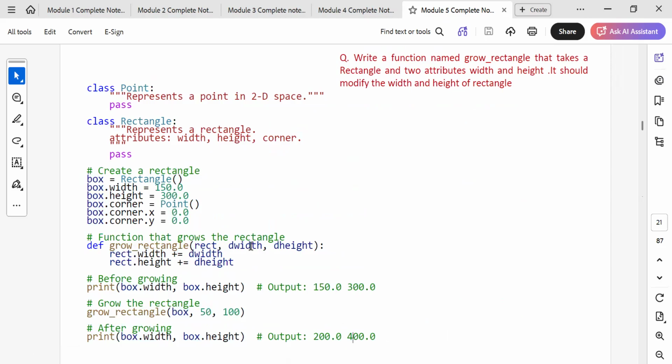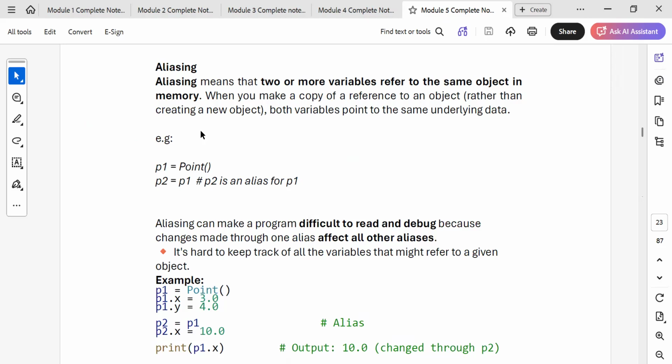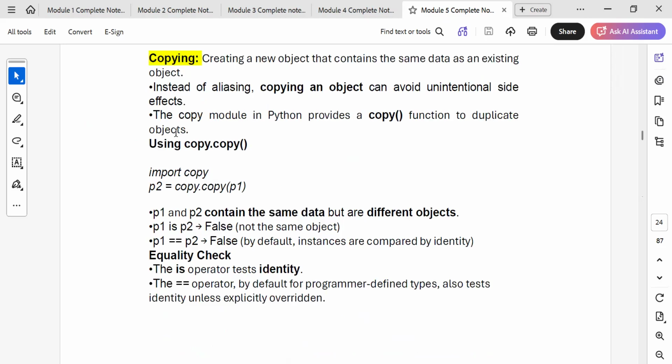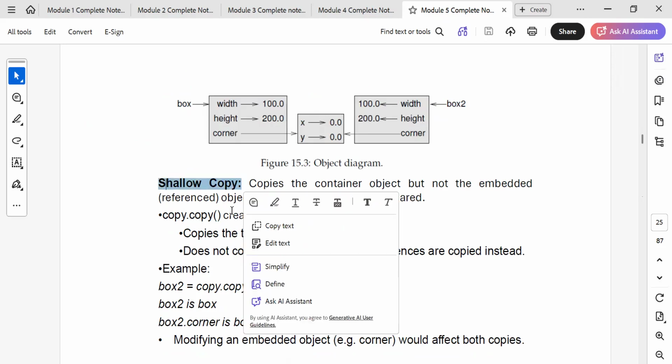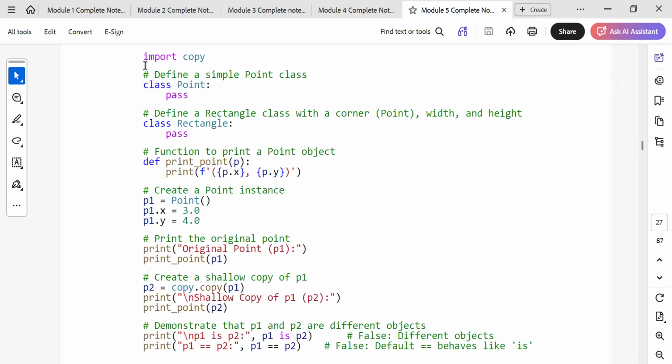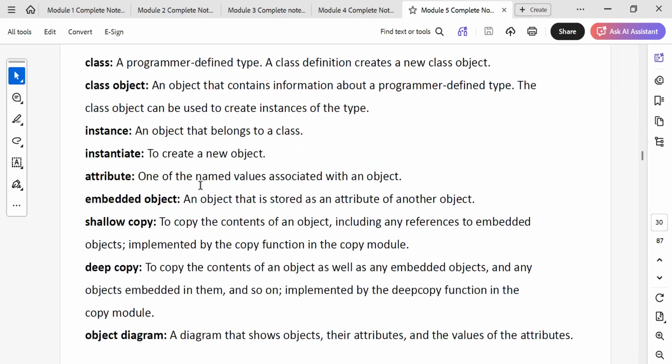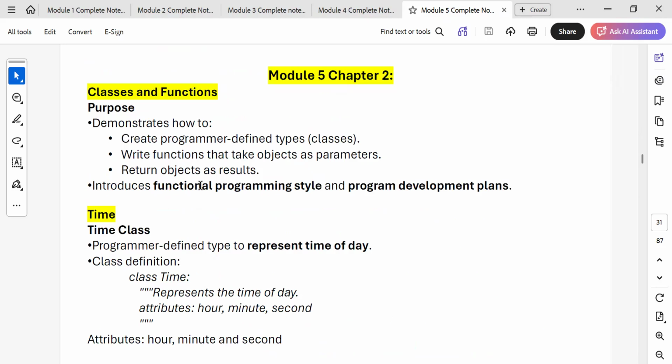So go through the questions and their answers. Then what is the meaning of aliasing? What is copying? Then again, deep copy, shallow copy, everything is there. Practice it, and again the entire program to satisfy the answers. It's lengthy, but it's easy.